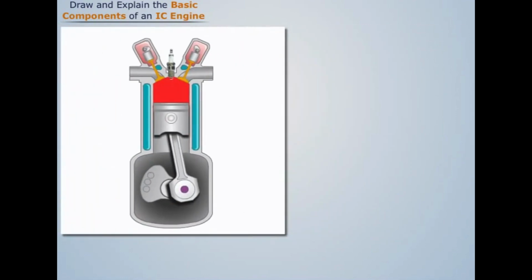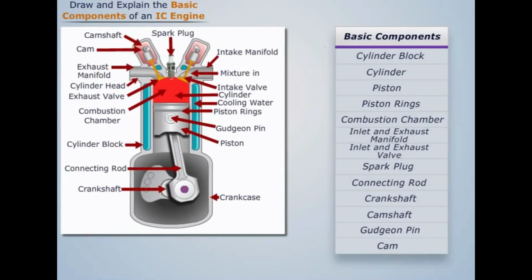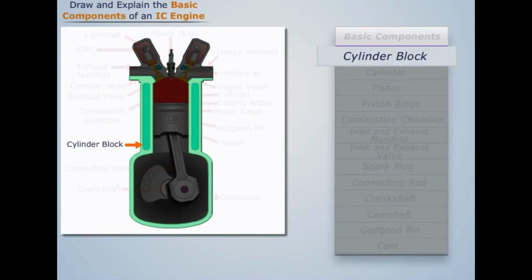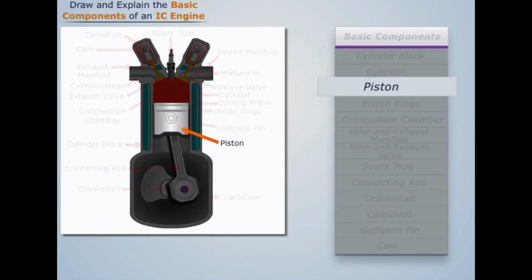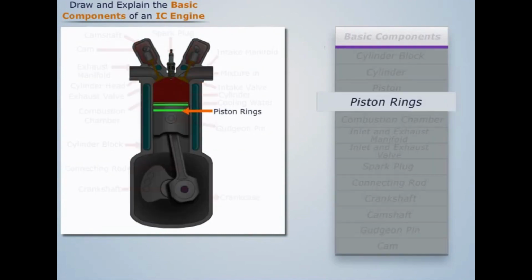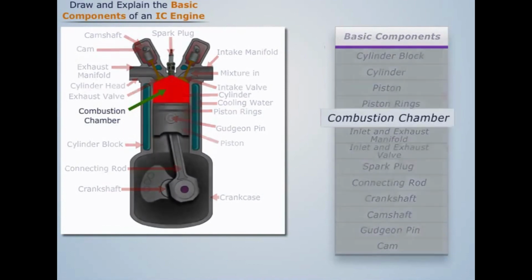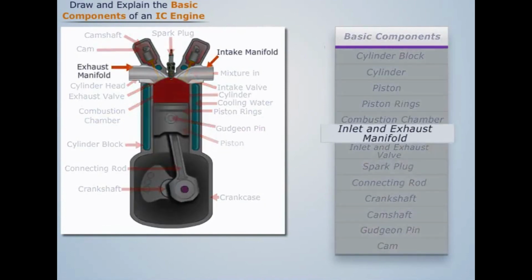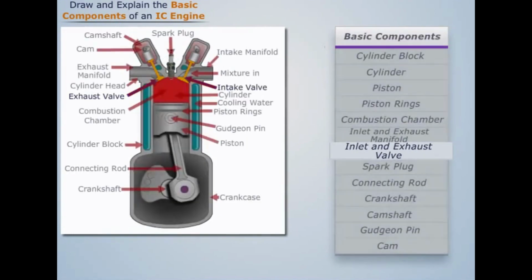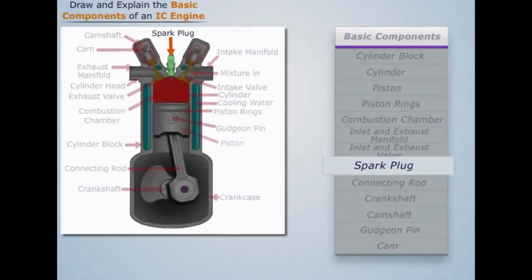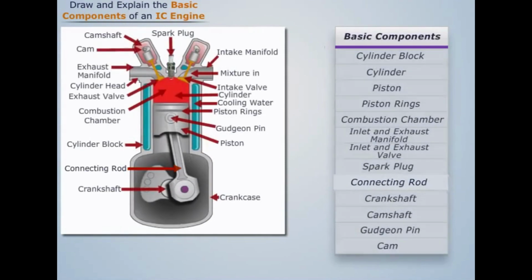The basic components of this IC engine are cylinder block, cylinder, piston, piston rings, combustion chamber, inlet and exhaust manifold, inlet and exhaust valves, spark plug, connecting rod, crankshaft, camshaft, gudgeon pin, cam.